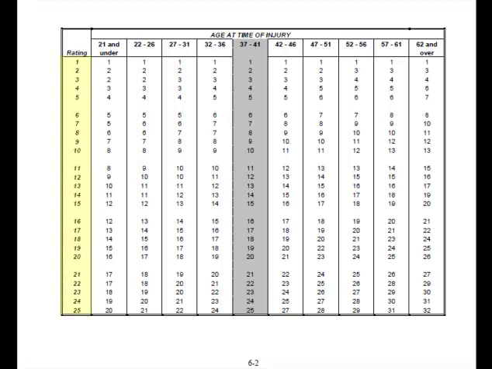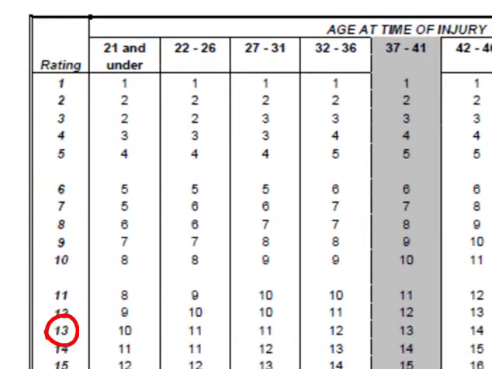Find the occupationally adjusted rating in the left column. Follow the row to the right until it intersects with the column labeled with the age of the injured employee on the date of injury. The number at the intersection is the age adjusted rating. For example, if the occupational adjusted rating was 13% and the applicant was age 30 at the time of the injury, then the adjusted rating for age would be 11%.